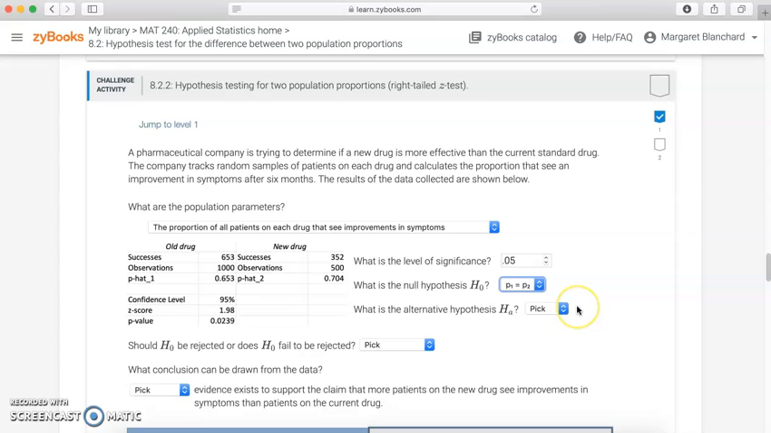What is the alternative? So again, as I mentioned in my announcement earlier this week, there's an issue here. We are actually looking to see if the proportion of those who saw an improvement increased in the new drug. That would mean that we're testing to see if P hat 1 is less than P hat 2. That would be this one. However, there is a mistake in the system again. So you need to enter P1 greater than P2 to get a correct answer here. However, based on the wording, it should be this.